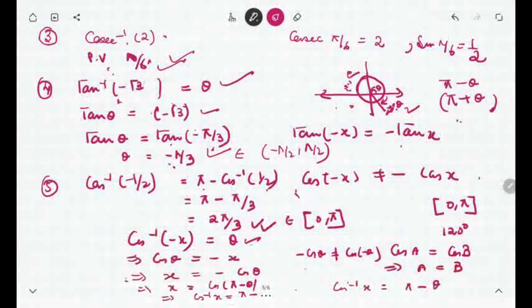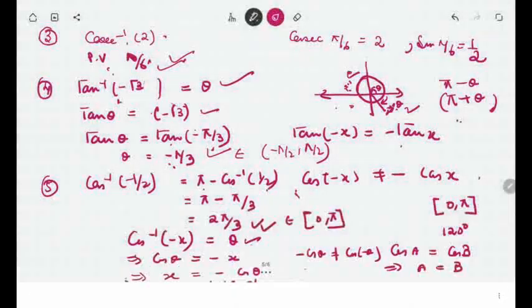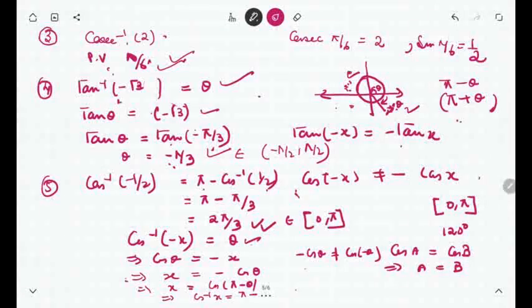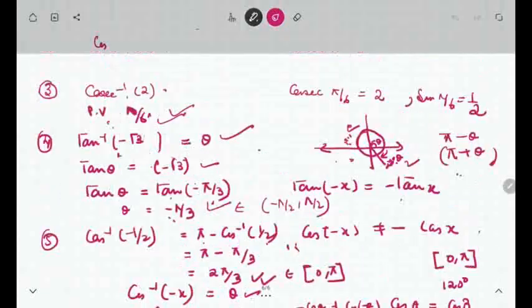Now we can write pi minus theta here. Let me take another page. Cos of, what we have got here, inverse x.